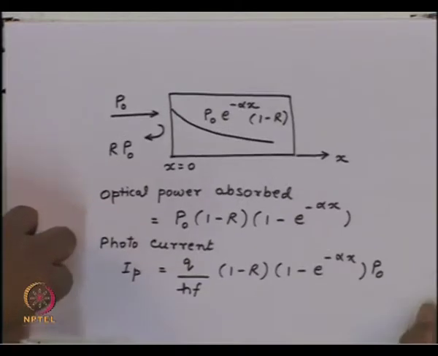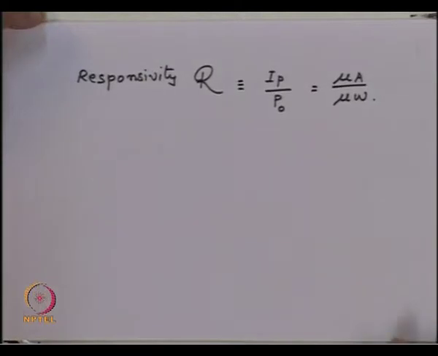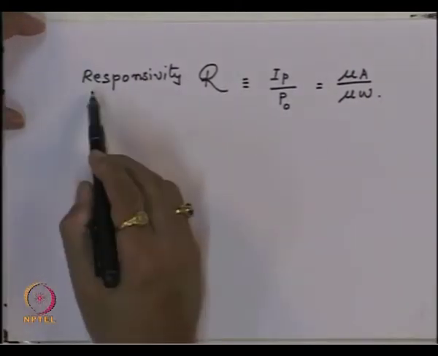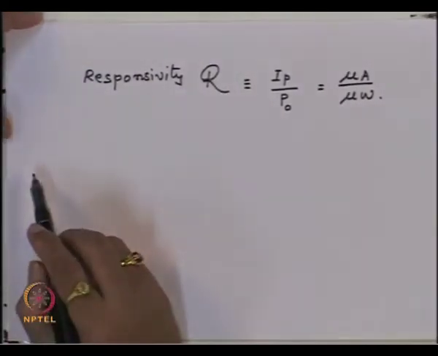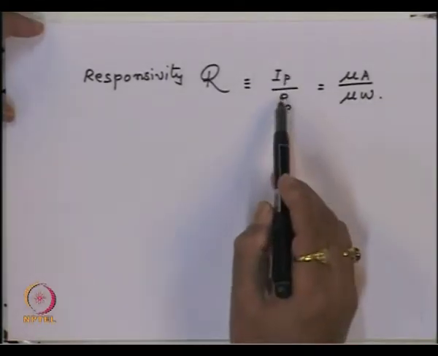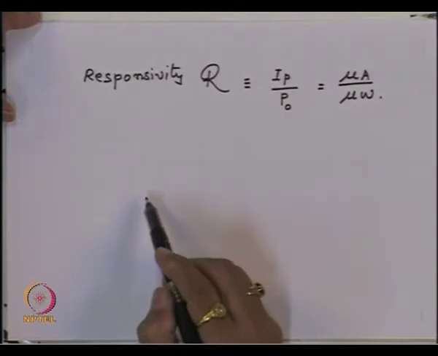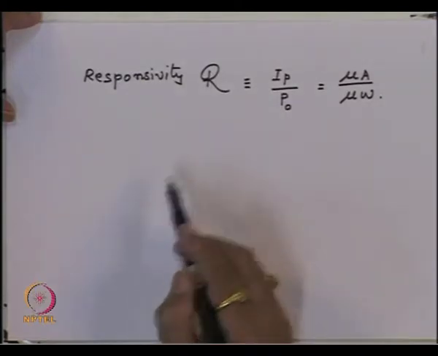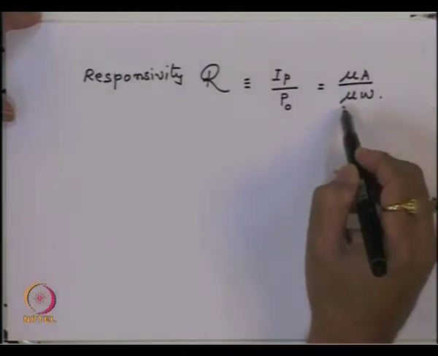And then we defined a parameter which is a characteristic parameter of a photodetector, what we call the responsivity, which is the ratio of the photocurrent divided by the optical power. So, it is measured in microamperes per microwatt.